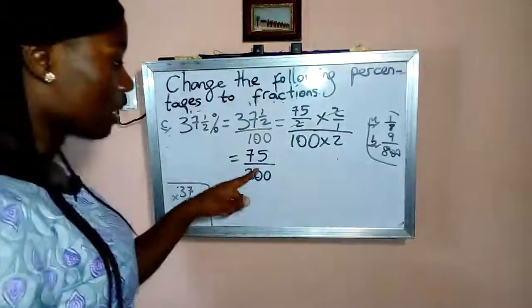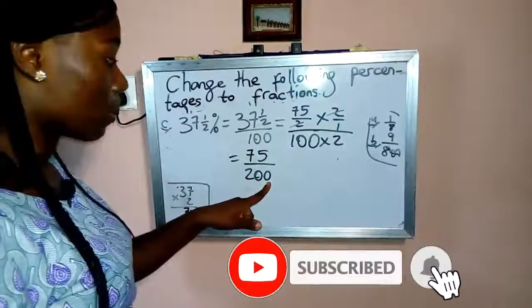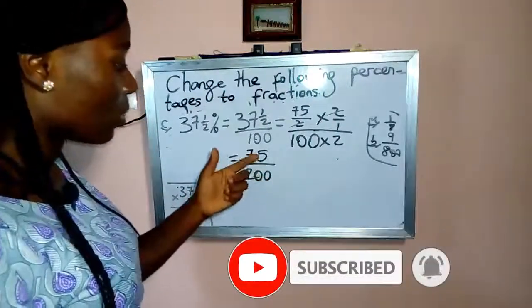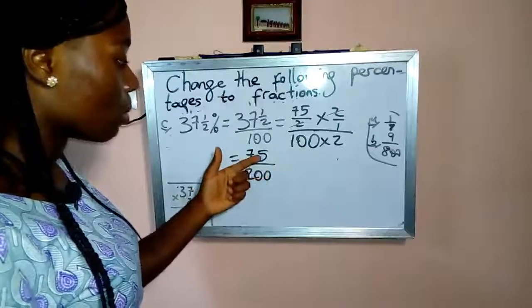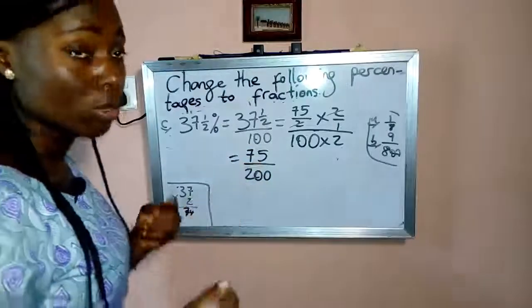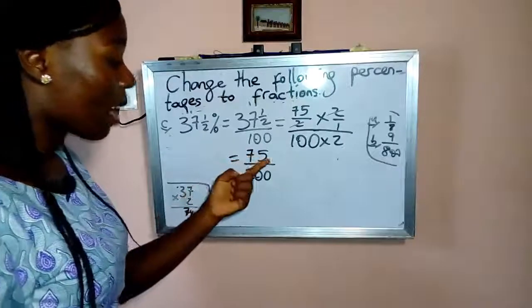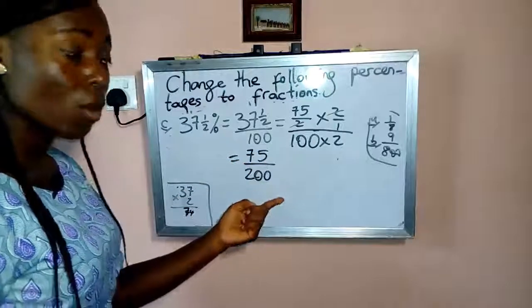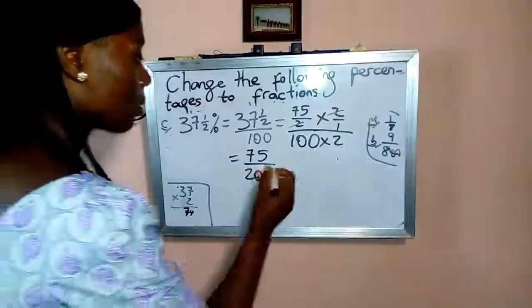Now again, you can see that our last digit here is 5. Our last digit here is 0. That satisfies the law of divisibility by 5. For 5 to be able to divide a number without a remainder, that number should have 5 as its last digit or 0 as its last digit. Okay, so let's divide by 5.